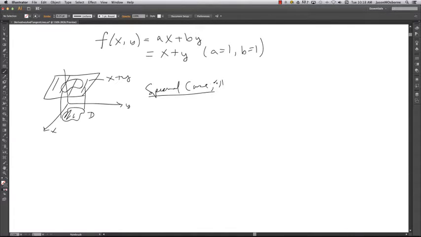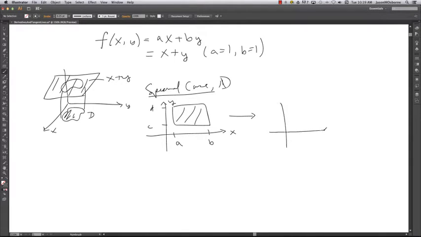So again, let's take a special case of the region D. I would just like to choose maybe a rectangle. That rectangle would go from, say, A to B, and on the other axis, the y-axis, it would go from C to D. So the region that we want to consider is this region. Let's make it even more special by choosing A to be 0 and B to be 1, and C to be 0 and D to be 1. So now I just have a nice little rectangle from 0 to 1, and this is the region D that we would like to use.